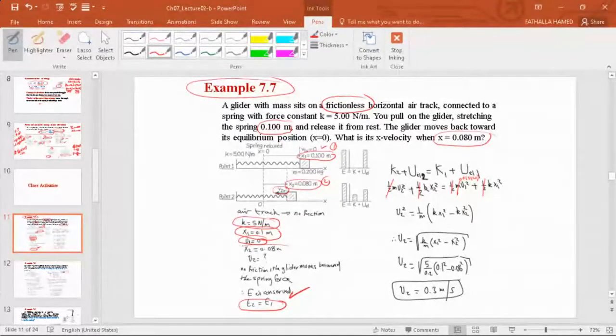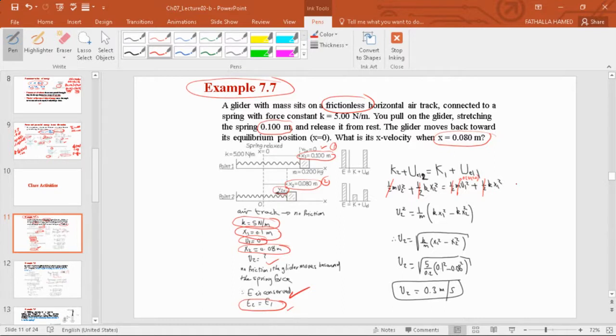Now, x2 is when it's equal to 0.08 meters. v2 is what we want to find. And of course, there is no friction. So we have conservation of energy where E2 is equal to E1. That means kinetic 2 plus potential 2 should equal kinetic 1 plus potential 1. So 1/2 mv2 squared plus 1/2 kx2 squared should equal 1/2 mv1 squared plus 1/2 kx1 squared.